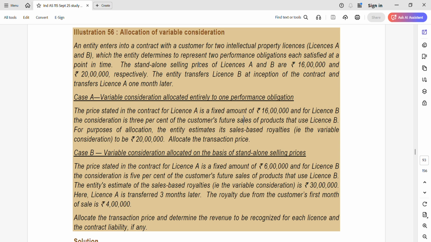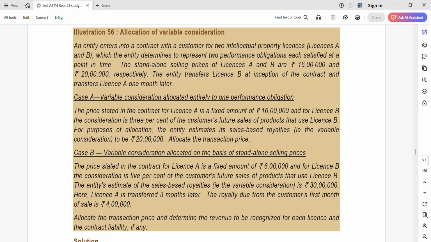Next is variable consideration allocated on the basis of standalone selling prices. The price stated in the contract for license A is a fixed amount of 6 lakhs, and for license B the consideration is 5% of the customer's future sales of the products that use license B. The entity's estimate of sales based royalties is 30 lakhs. Here, license A is transferred 3 months later. The royalty due from the customer's first month of sales is rupees 4 lakhs. Allocate the transaction price and determine the revenue to be recognized for each license and the contract liability, if any.